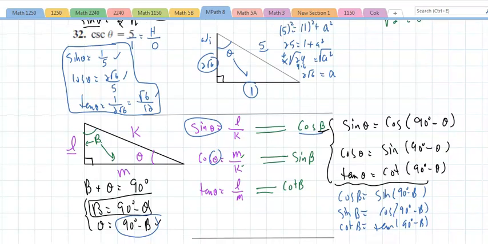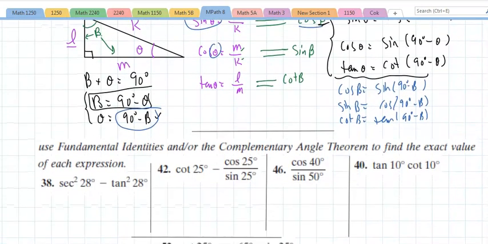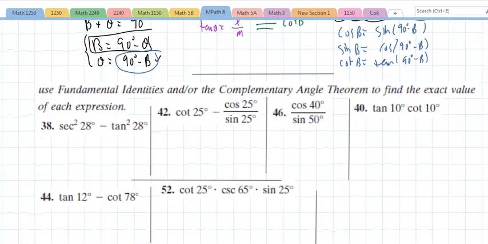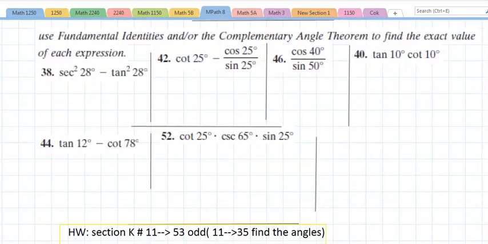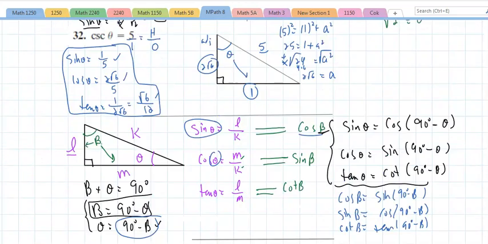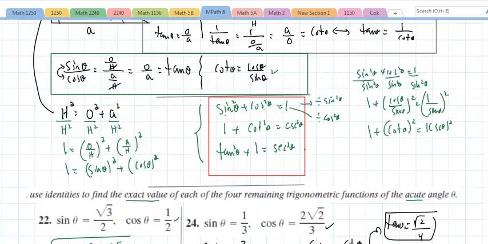Now, to make this useful, there's an easy way of figuring out when this happens. Whenever you're looking at trig functions, and this is the remaining of the section, use fundamental identities or complementary identities to find the exact value. Do not use a calculator. Well, what do I notice? I notice I have two angles. The first thing you look at, are those equal? And since those are equal, I'm going to use one of those identities right there.